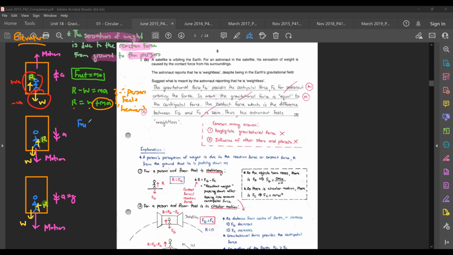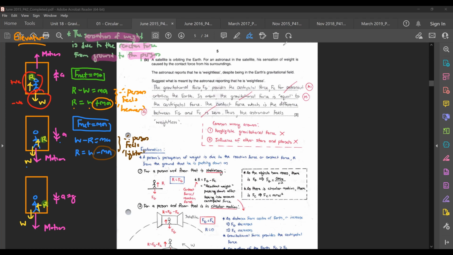So here you can use F net equals to MA. This time it will be W minus R, because W is in the same direction as your acceleration now, so it's positive, but R is opposite to your direction of acceleration, so it will be negative. This one is what you will get. So R here is actually W minus MA. So here you can see that it is your weight minus MA. Therefore, the person will feel lighter.